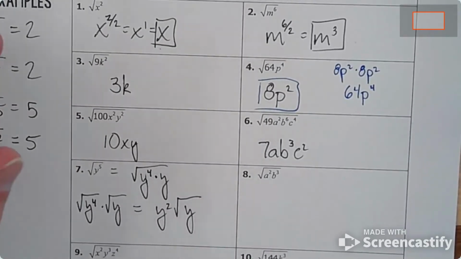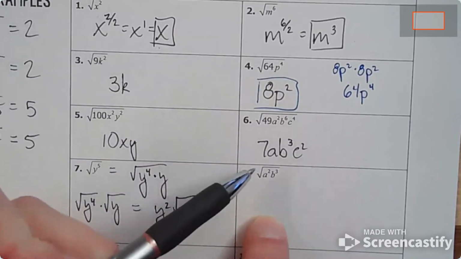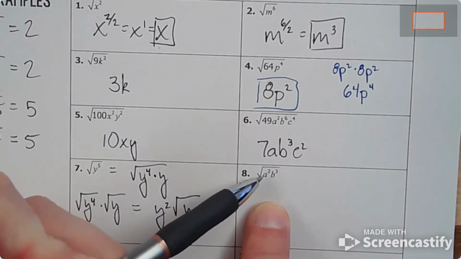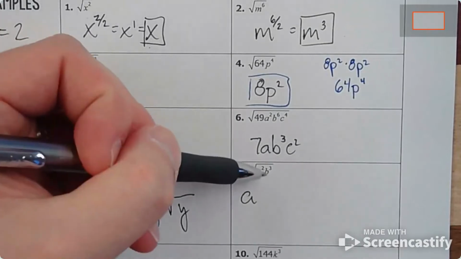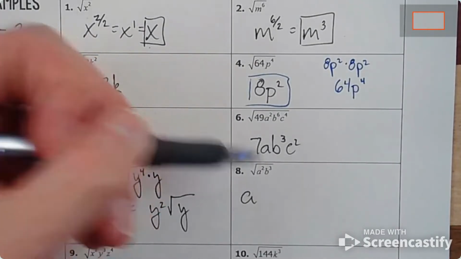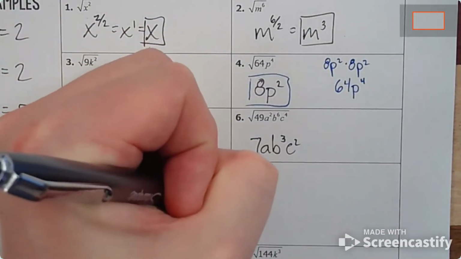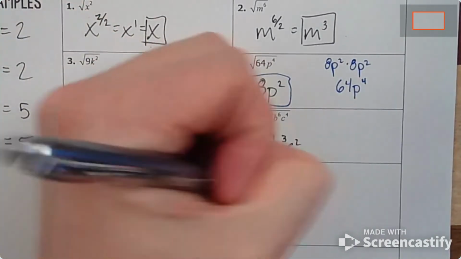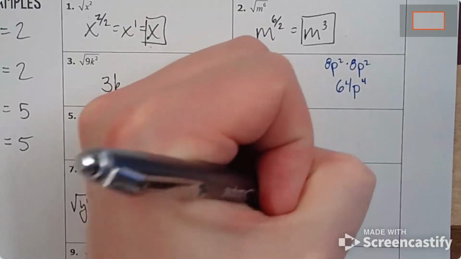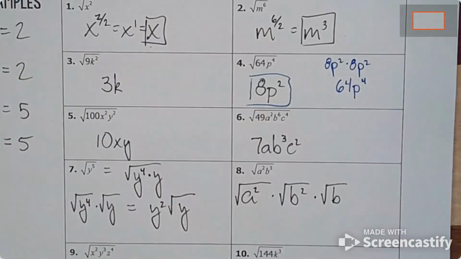So let's have a look at number 8. So this first variable here, a squared, that one's divisible by 2, right? So that'll just be a. So we can write a. And then b to the third power, not divisible by 2. Actually, you know what? I'm going to write it out like this. I'm going to say square root of a squared, because we can break apart every single piece of this, times the square root of b squared times the square root of b.